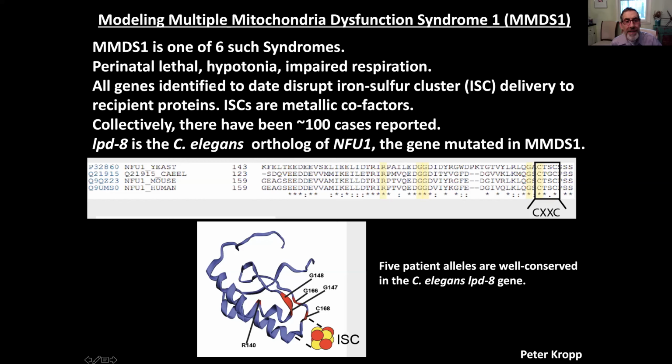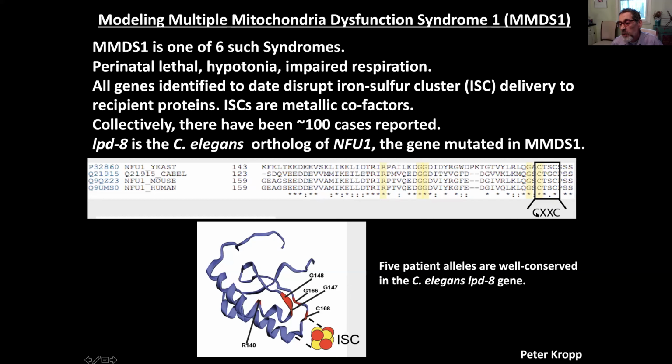All 6 genes identified to date disrupt the iron-sulfur cluster delivery to recipient proteins. Iron-sulfur clusters are metallic cofactors that are found in a lot of the electron transport chain proteins, as well as some cytoplasmic and nuclear proteins. Collectively, this is a very rare collection of diseases where there's only about 100 cases reported. We studied LPD8, which is a C. elegans ortholog of NFU1, the gene that's mutated in MMDS1.